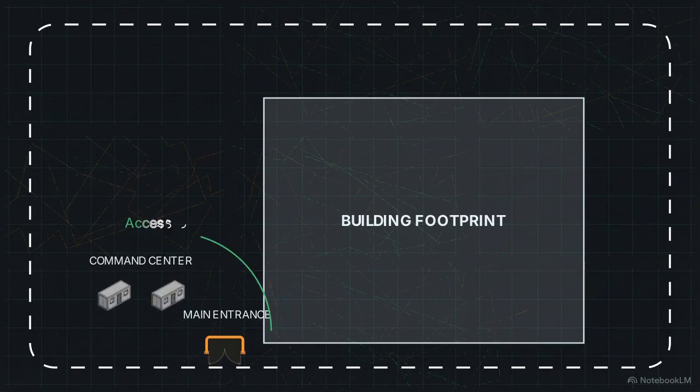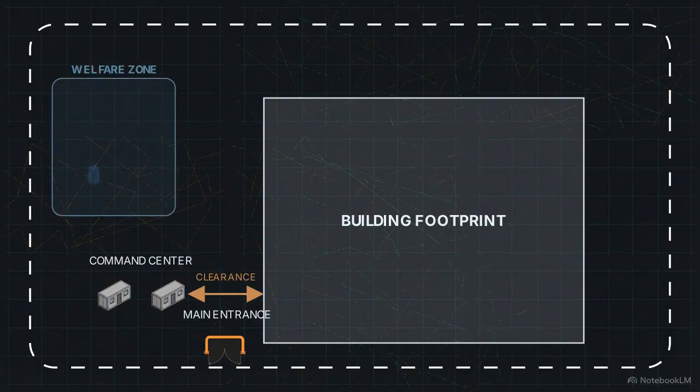Position your office trailers near the main entrance, strictly outside the actual building footprint. Next, drop in sanitation facilities, portable toilets, and hand wash stations. Cluster them in an accessible, slightly secluded area near the trailers and future work phase.